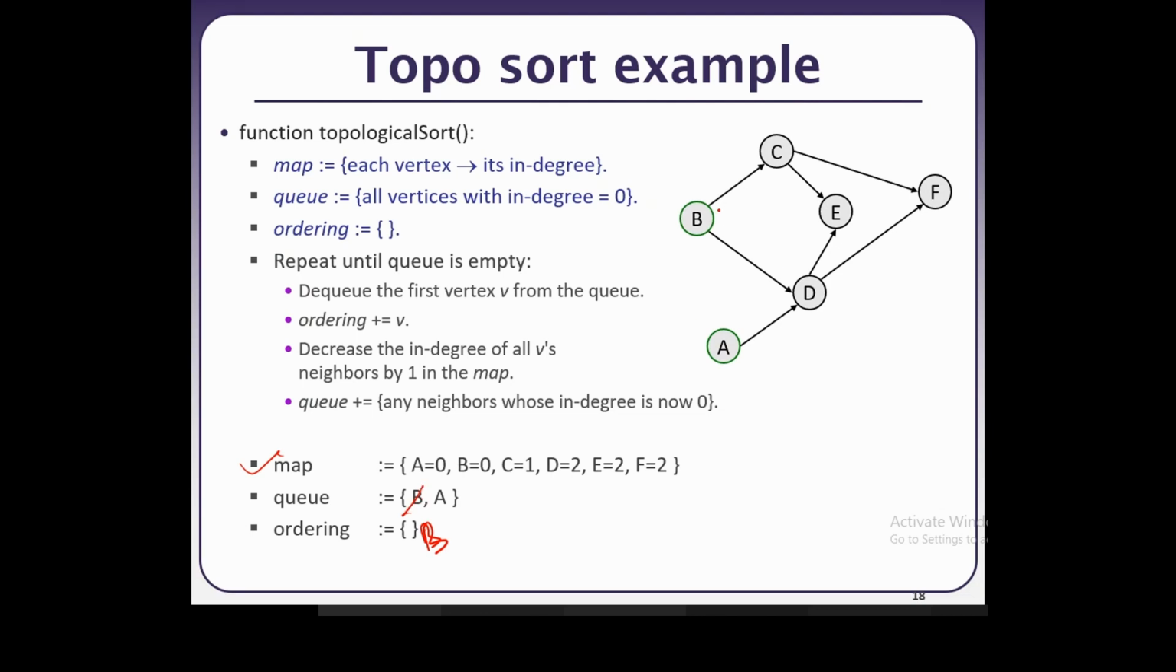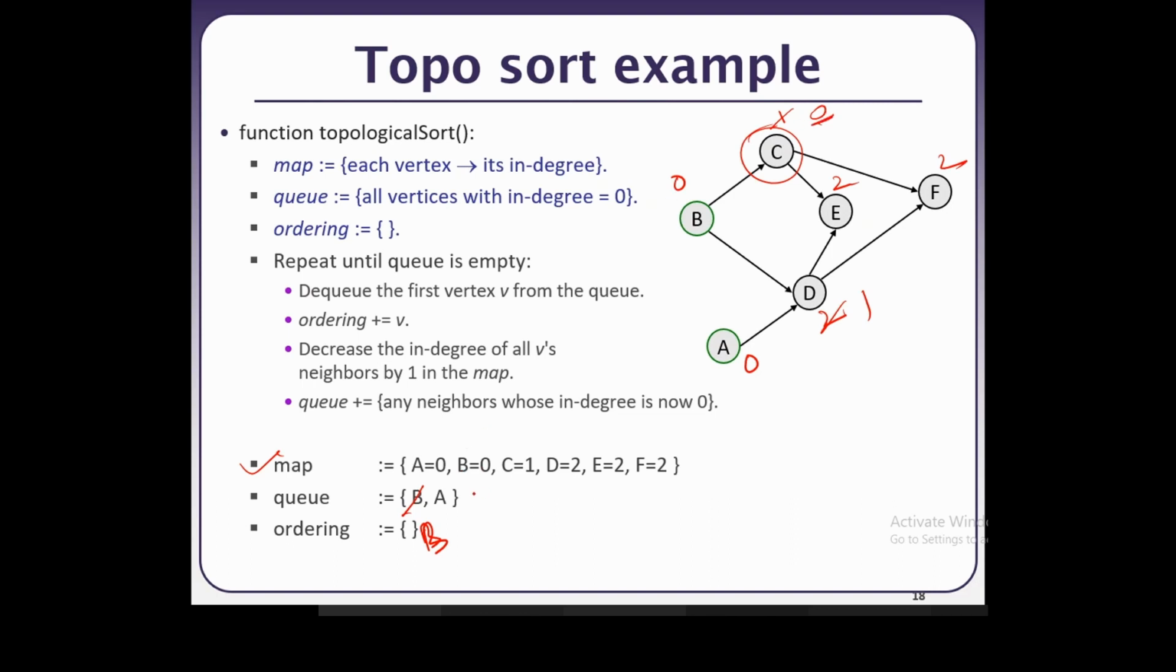So B's adjacent nodes are C and D. Let me mention them here. So its in-degree is 0, its in-degree is 1, its in-degree is 0, it is 2, 2, 2. When this node is inserted into the queue and then popped out from the queue, its neighbor nodes are C and D. So this in-degree will be reduced by 1. And if in this process the in-degree of any node is reduced to 0, then that node will be added into the queue. You can see here that the in-degree of C is reduced to 0, so it will be added to the queue.